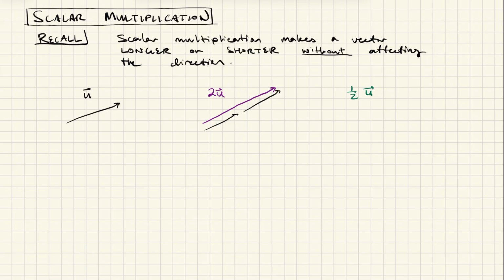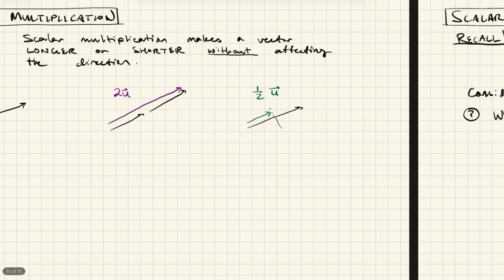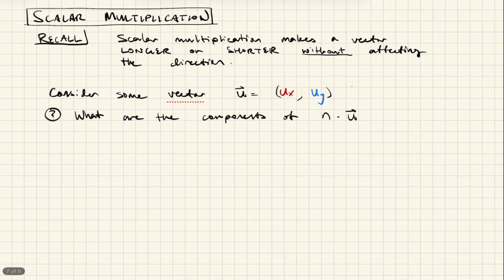We can also scalar multiply by fractions or numbers that aren't exactly integers, right? And so something like 1/2 u would be a vector that is in the same direction as u, but it's only half as long. So vector 1/2 u might look something like that. Okay, so now that we've reviewed what scalar multiplication does, let's think about how to do scalar multiplication algebraically. And so the way that I like to think about scalar multiplication is through a geometric argument.